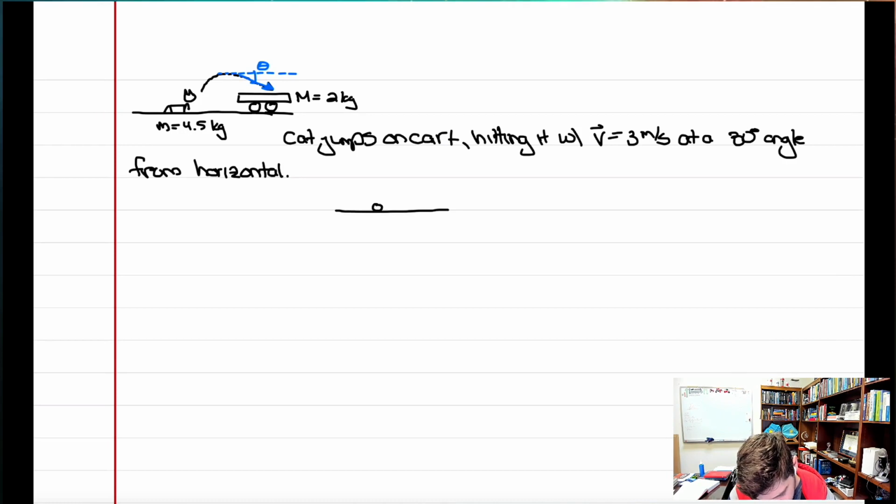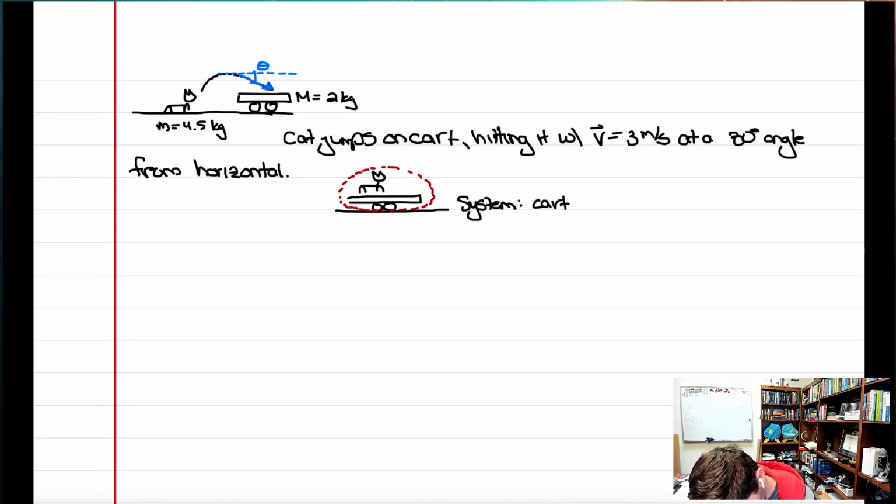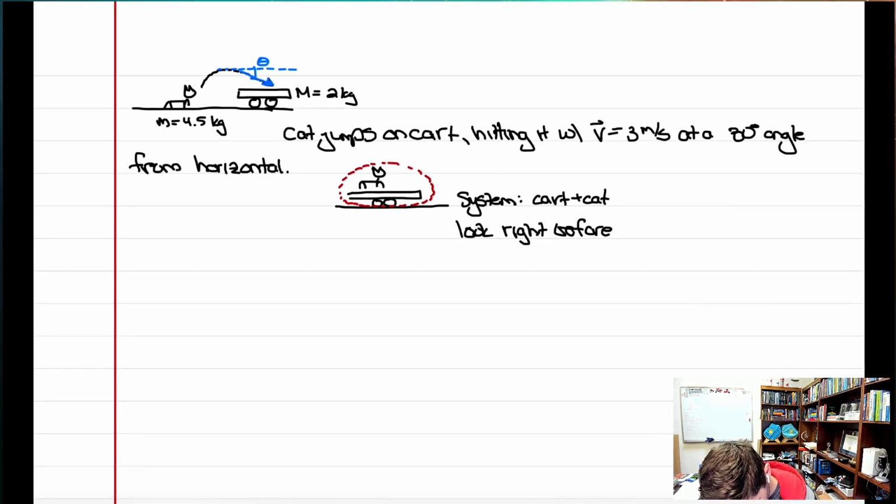So if I have cart and then cat, and I'll draw the cat right before it touches the cart. My system I'm going to identify as cart plus cat. And I'm going to look right before the cart and the cat come in contact, and right after they're in contact.